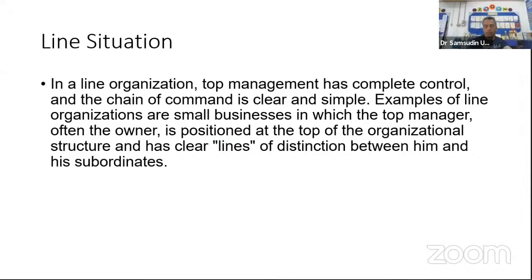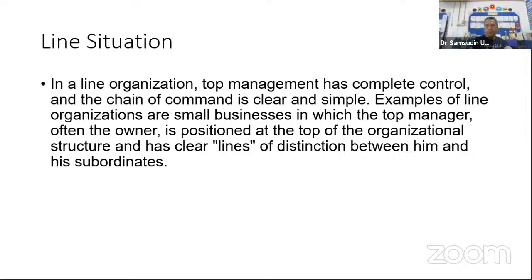This one is more about the situation of the line. In a line organization, top management has complete control, because line is more on the daily operation, more on the operation of this unit. The operation can be done by a unit or by a department. Operation means what they are doing in their daily job, what their daily operation is.